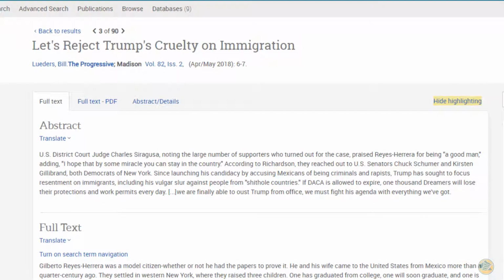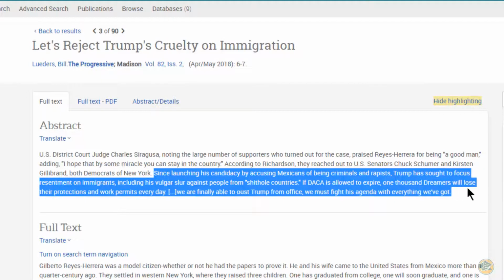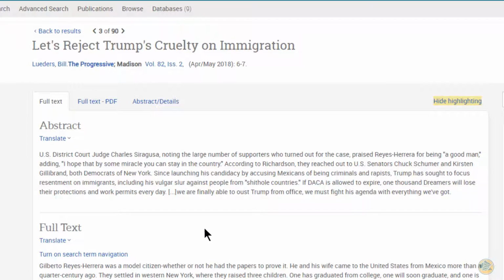As we read this article, remember that the author is writing to a liberal-leaning audience. Therefore, it's important to build the authority, the textual signifiers, and be aware of phrases and expectations that liberal-leaning readers will have. Okay, so just by looking at the abstract, we can see some things that immediately, while they may stir up a conservative, are probably going to ring true with a liberal. So, since launching his candidacy by accusing Mexicans of being criminals and rapists, Trump has sought to focus resentment on immigrants. Okay, now there's nothing to back that up yet, but that's what the abstract says.